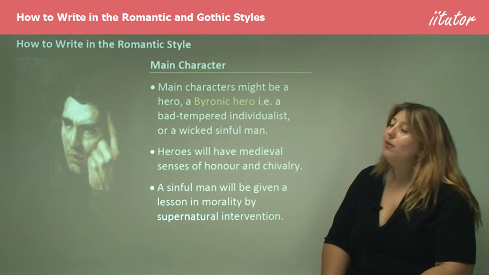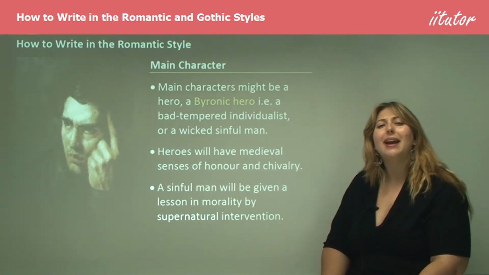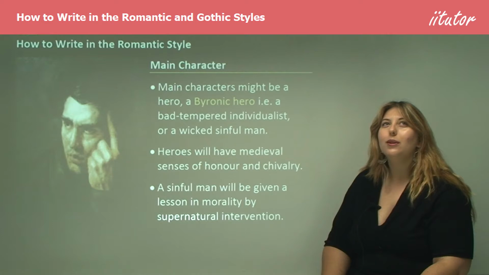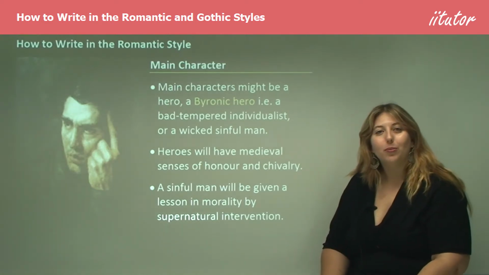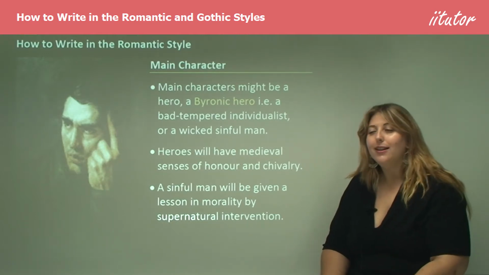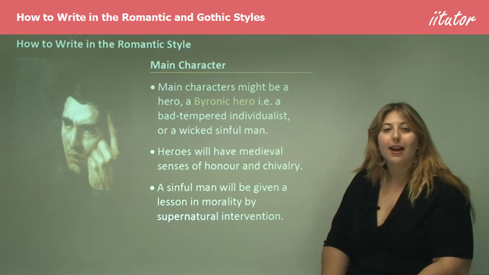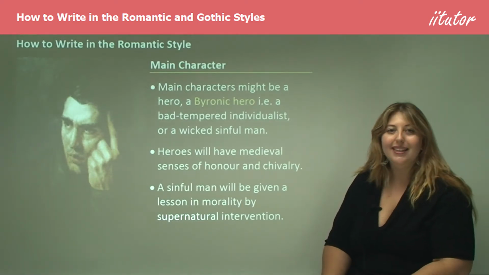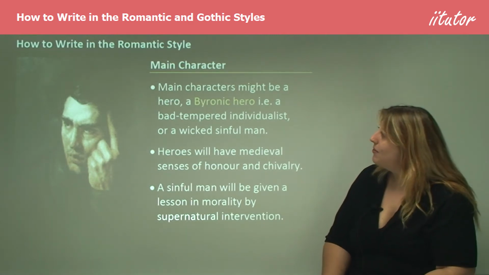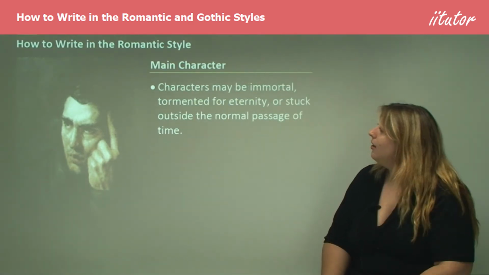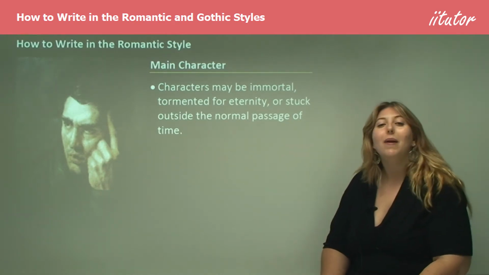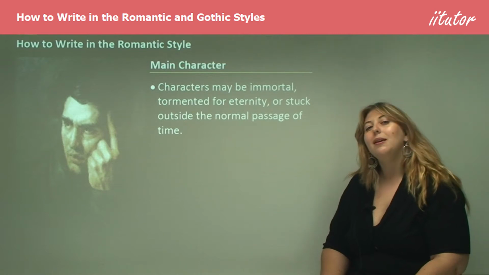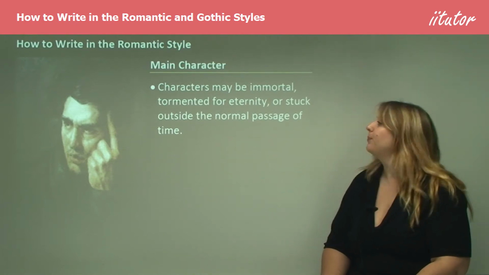The other thing to keep in mind when you're writing in the Romantic is that you want to pick very ornate language. So never go with a simplified phrase if you can go for a more complex one. They're very big on what we call purple prose. So rather than saying that she had a beautiful face, you might say she had ruby lips and her eyelids were encrusted with frost of 1,000 diamonds. It's that kind of stuff. So it's probably what we would consider a little over the top. Your characters may also be immortal, tormented for eternity, or stuck outside the normal passage of time. So again, you're playing with the imagination and notions of fantasy as well.